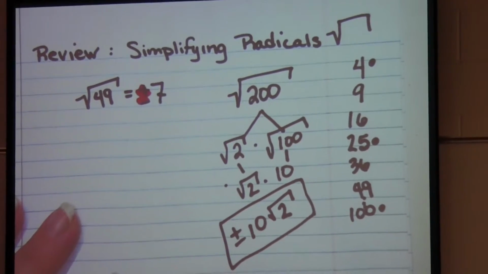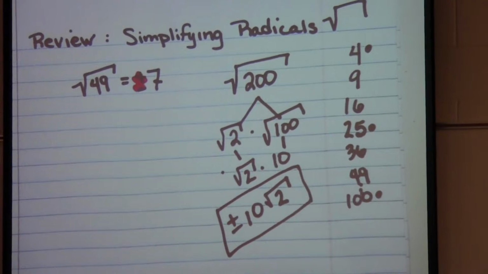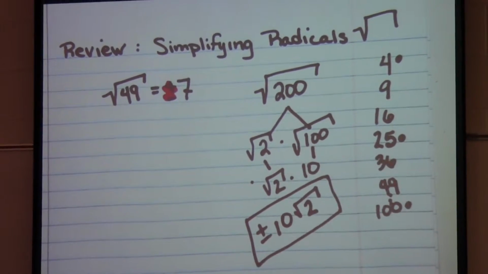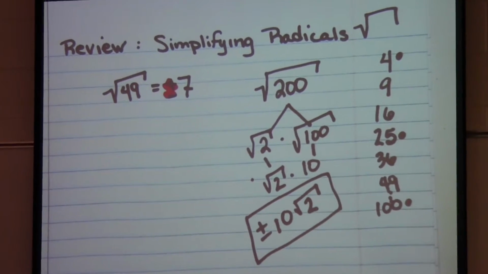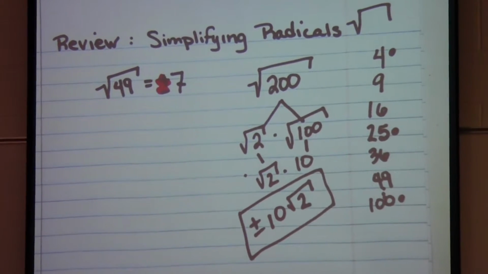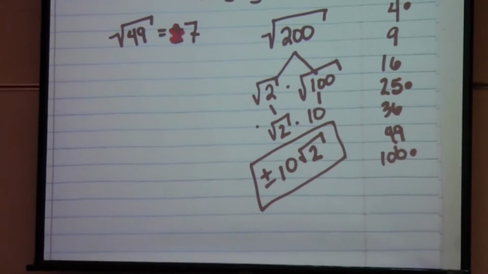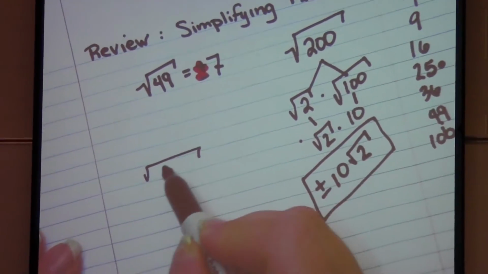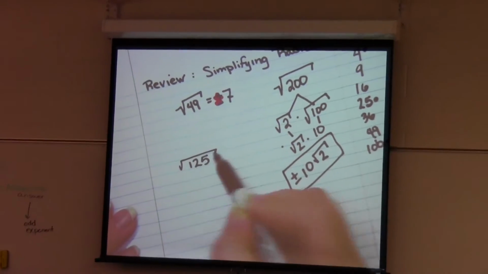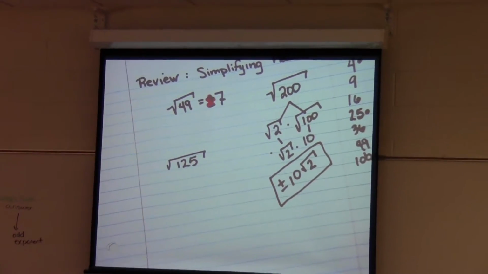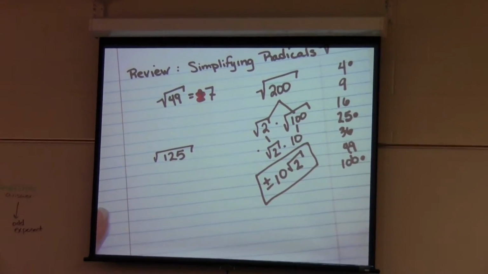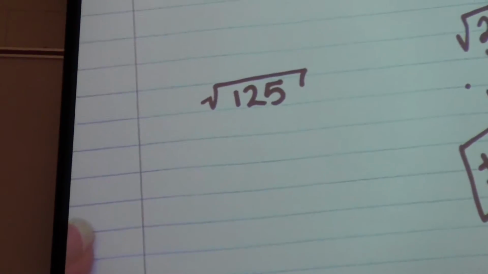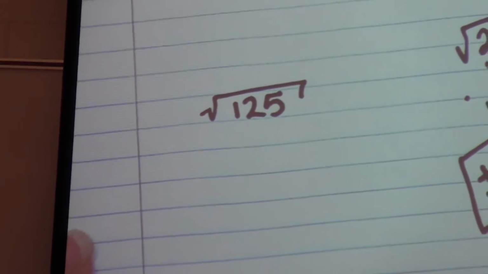Plus and minus 10 times the square root of 2. Let's try one more. Let's try the square root of 125. 125 as a cube root, that I was good with. But as a square root, it's not going to be a perfect number. So I'm going to think about my list again over here.